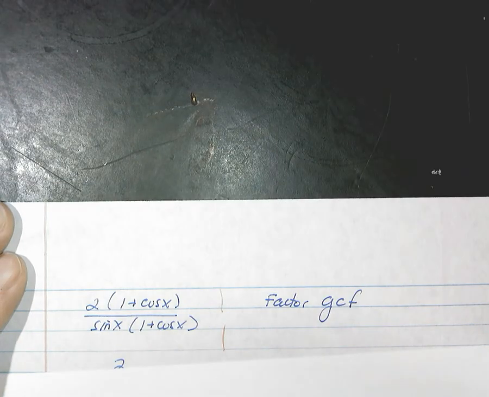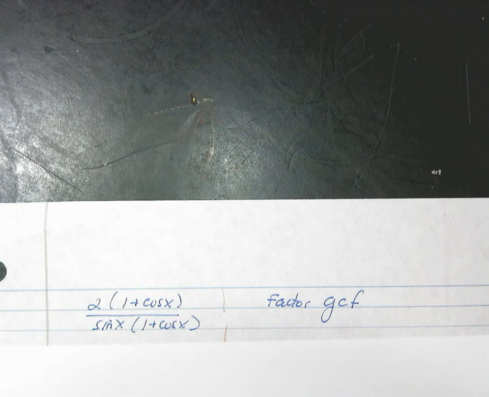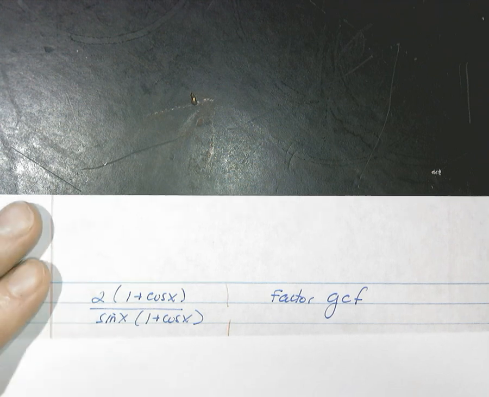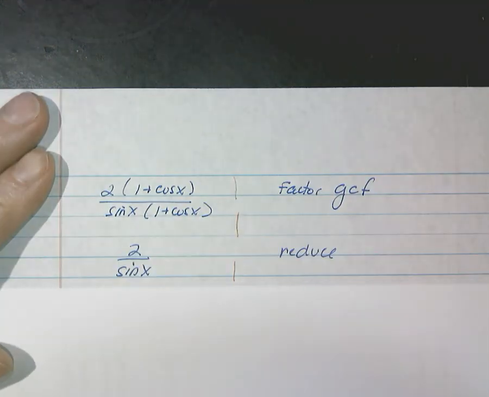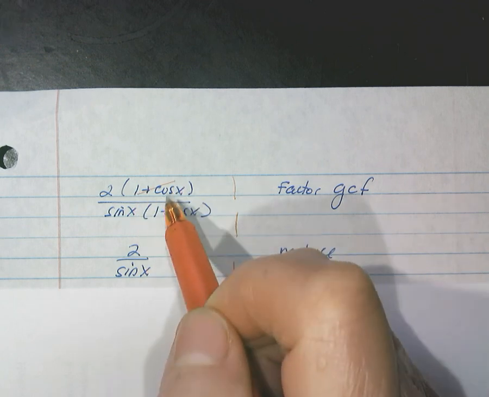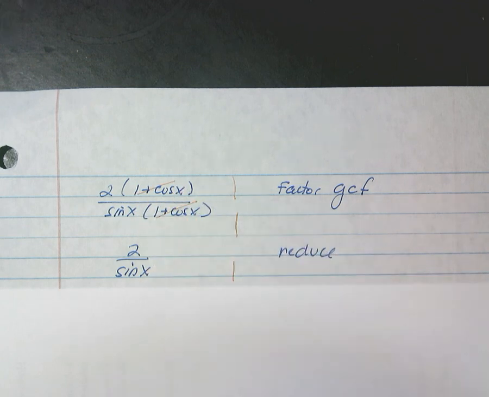Then I had to go to another page to finish this out. I was able to factor out the 2 because it was the greatest common factor, and I had 1 plus cosine x in the numerator. Denominator still has sine x, 1 plus cosine x. 1 plus cosine x over 1 plus cosine x is 1. So I get 2 over sine x by reducing.